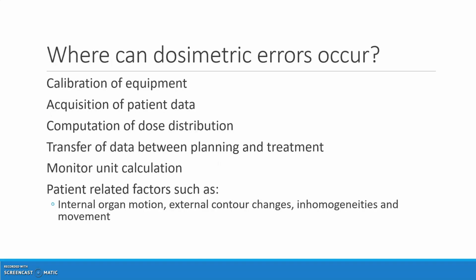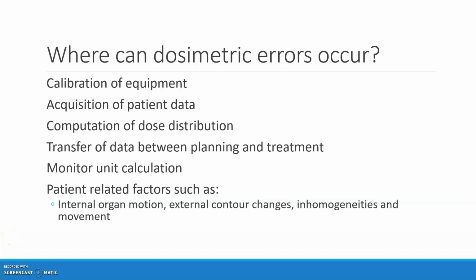So where do they occur? Well, equipment might be calibrated incorrectly, or we know that there's some scope. So when you do daily checks, you know that the outputs of the machines have got to be within plus or minus 2% of expected. So there's some small error, potentially, in the delivery of radiotherapy there.